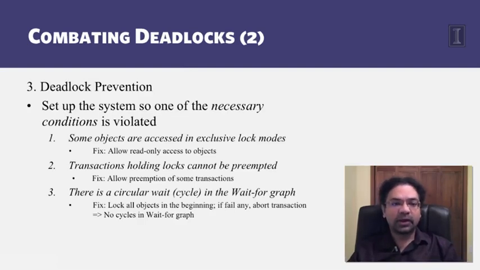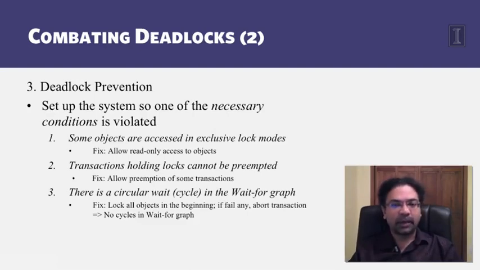For instance, the first condition said that some objects are accessed in exclusive lock modes. This can be violated by ensuring, for instance, that all objects are accessed in read-only modes, meaning you don't have any exclusive locks. So in a database where objects cannot be written at all, where objects can only be read, you can never have deadlocks because the first necessary condition is violated and it's never true. Let's go to the next condition. The next condition says that transactions holding locks cannot be preempted. Well, you can allow transactions to be preempted or, for instance, to time out when they're waiting for locks.